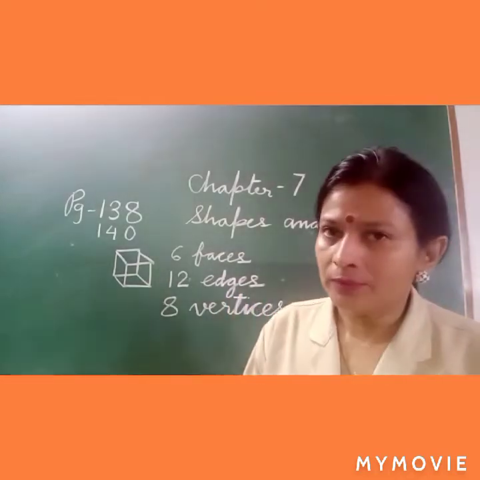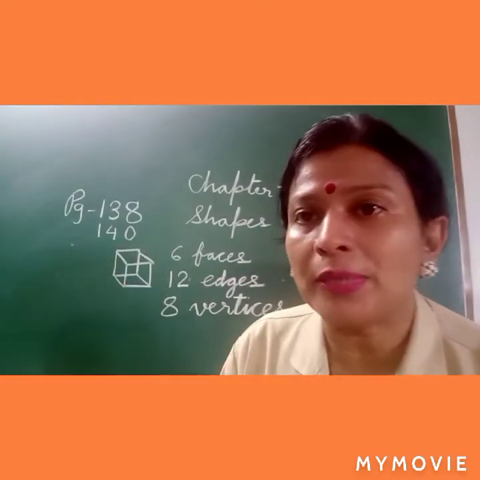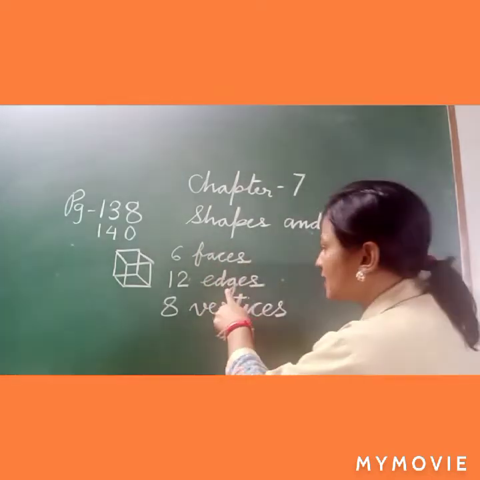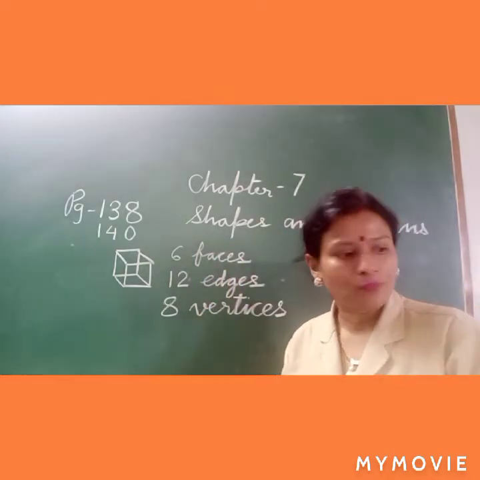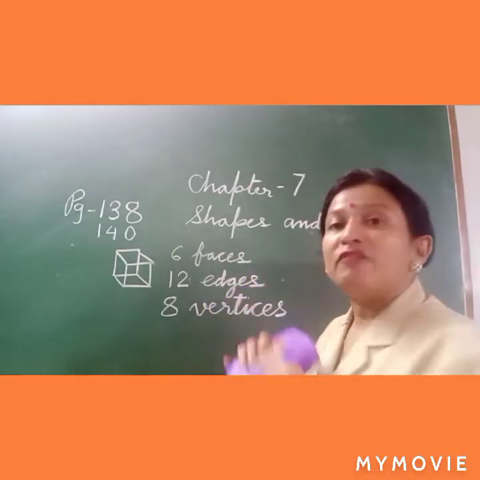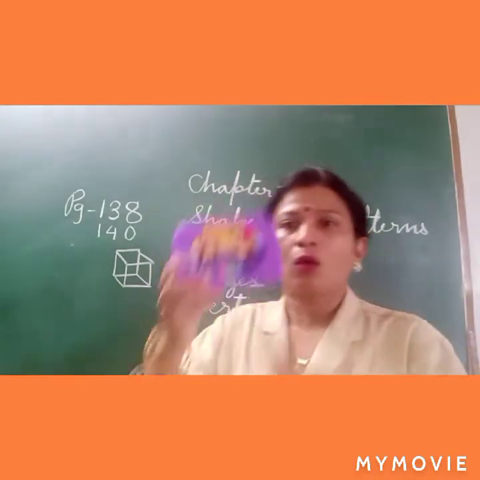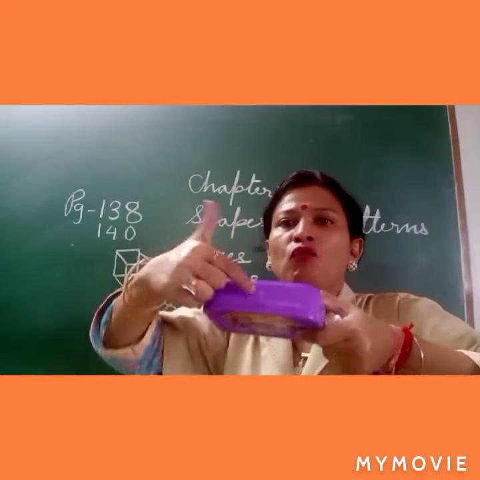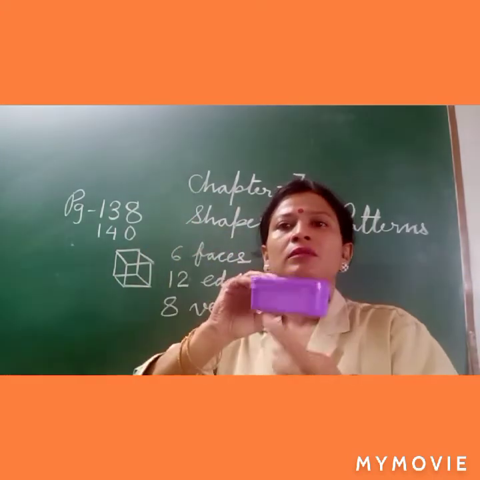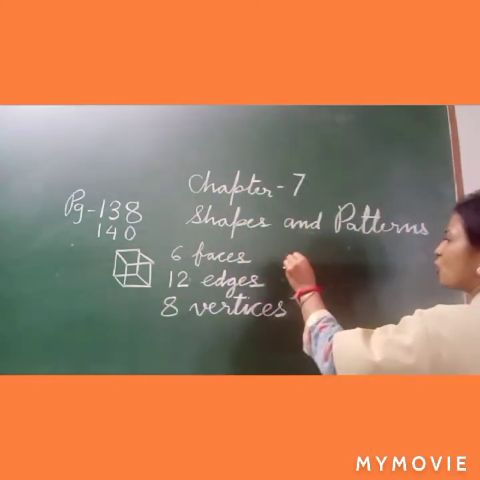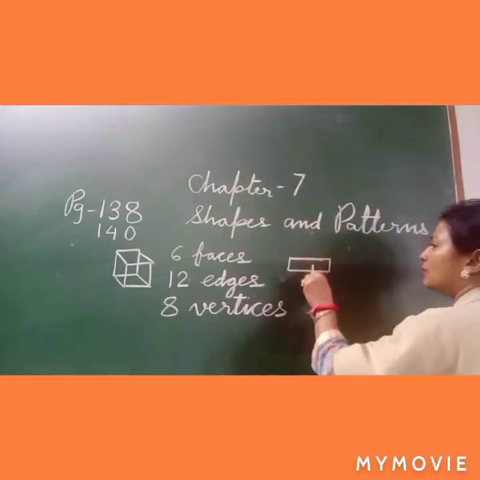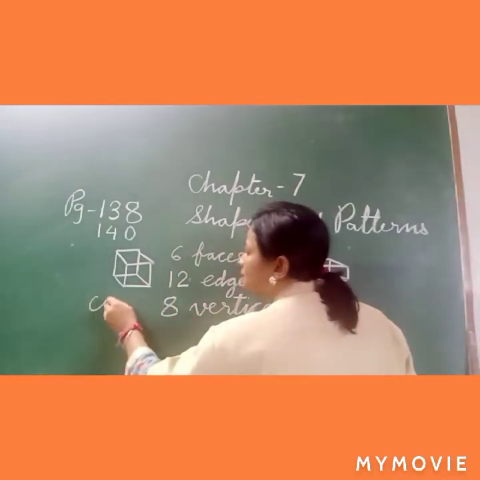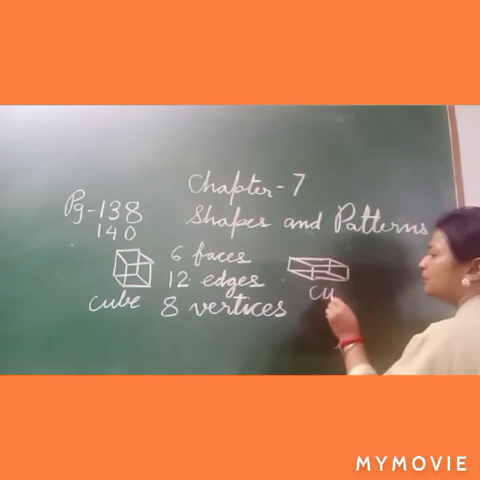Okay, is it clear? Now take an example of a cuboid. In a cuboid also 6 faces are there, 12 edges are there and 8 vertices are there. Let's count. First of all, face. 1, 2, 3, 4, 5, 6. Let's draw first, then we will write. This is a cuboid. This is a cube. This is a cuboid.